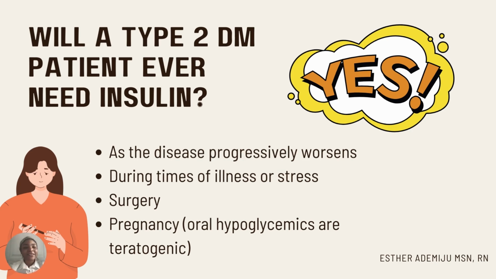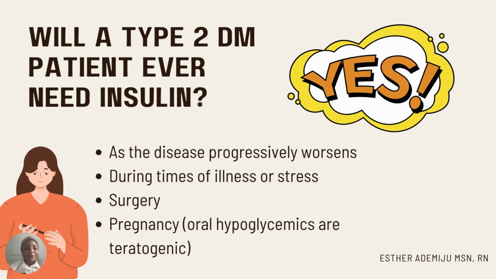They might need insulin at some time. And when would they need that? As the process progresses and worsens. With time, the diet, the exercise, the oral hypoglycemics might not cut it anymore if this patient is not managing the disease process very well. So they might need insulin with time.